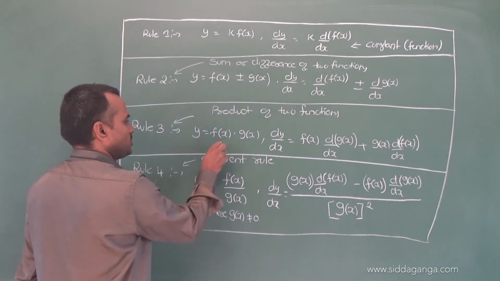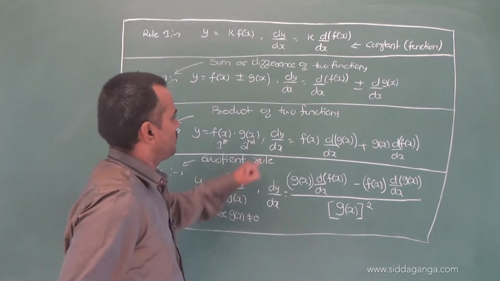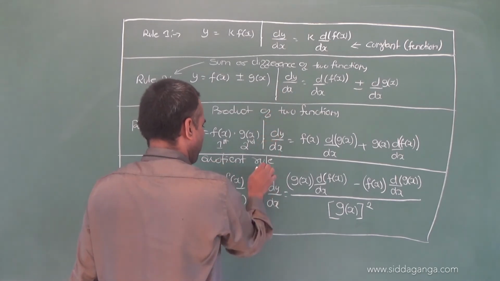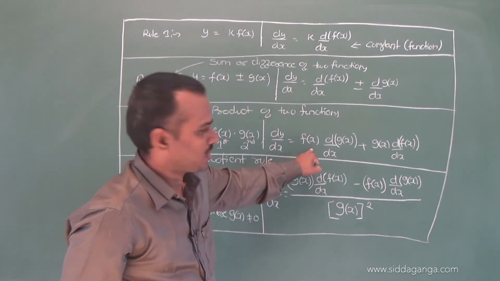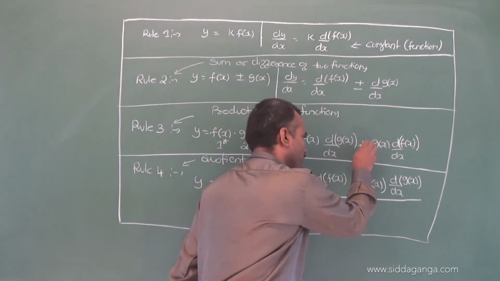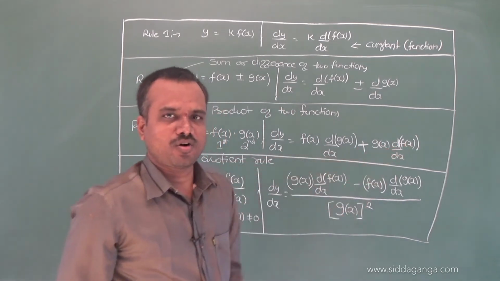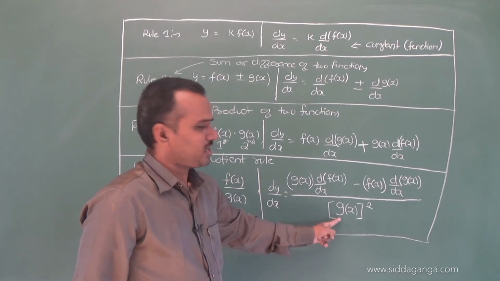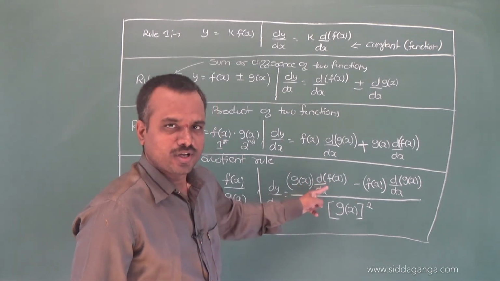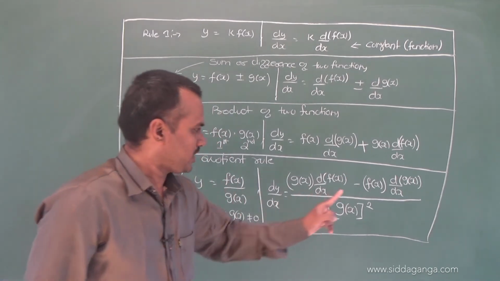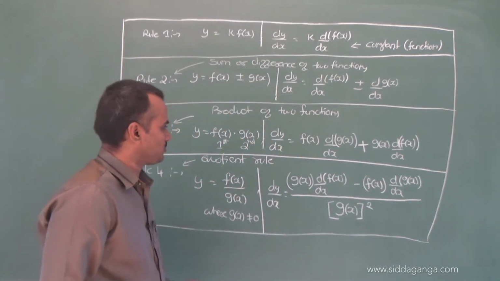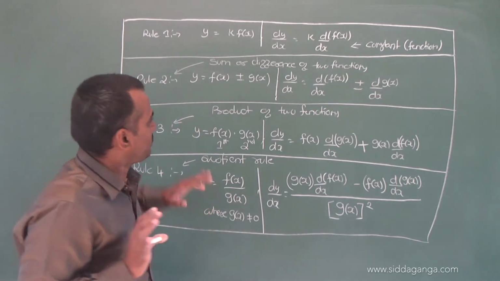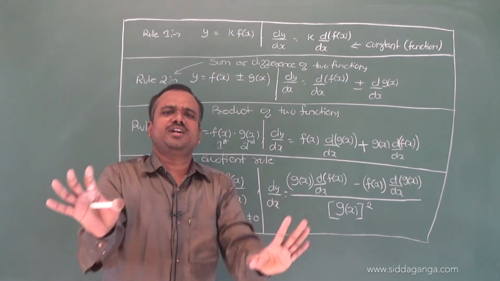Product rule, f of x into g of x. First function into second function, dy by dx. First function, derivative of second function, plus second function, derivative of first function. Quotient rule, f of x over g of x, denominator into derivative of numerator minus numerator into derivative of denominator. Observe these rules carefully. These are very, very important rules. If you know these four rules very well, you can solve any type of problems.